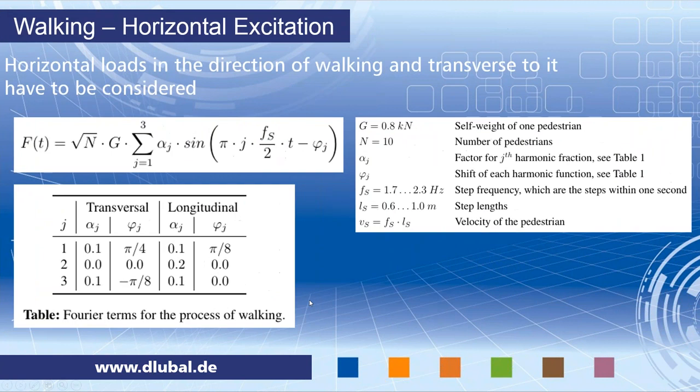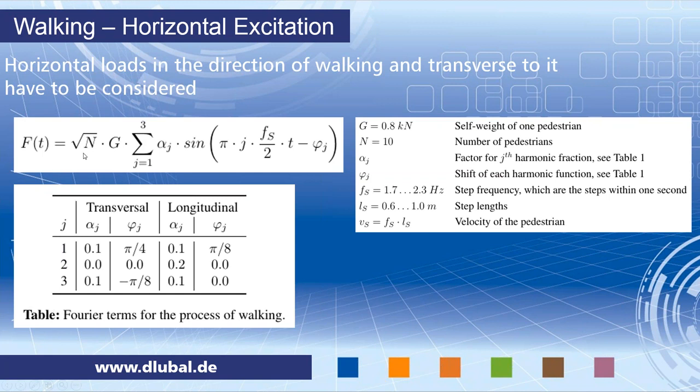The next one is the walking. Walking also leads to some horizontal excitation, which comes from the push of the foot in the direction of walking and from the movement of the upper part of the body transverse to the direction of walking. This is much smaller than the vertical load, and it only considers half of the step frequency because all this is only happening either in the left or the right direction.